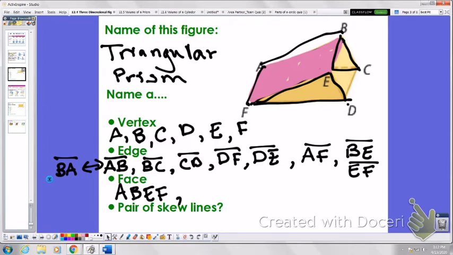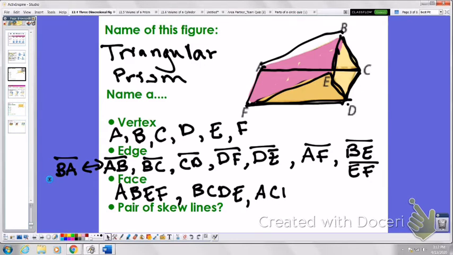Another face could be B, C, D, E. It's our back square there. If I go ahead and take care of that last square, the bottom, so from A to C to D to F, so we have A, C, D, F. That's kind of hard to see some of them since I colored it in pink, but now that takes care of our 3 rectangular faces.